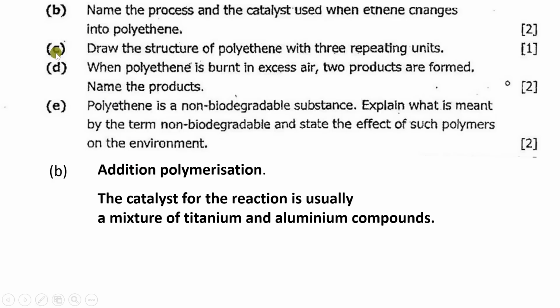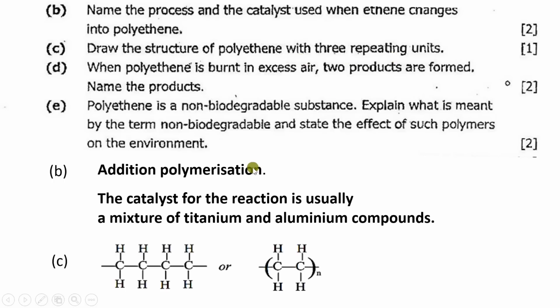Okay. Then C, they're saying draw the structure of polythene with 3 repeating units. So I didn't understand properly. I thought they were talking of a monomer. So I answered here, but now I understand what they're saying. Draw the structure of polythene with 3 repeating units. So it will just be like this. Polythene means we are using 3 carbon.